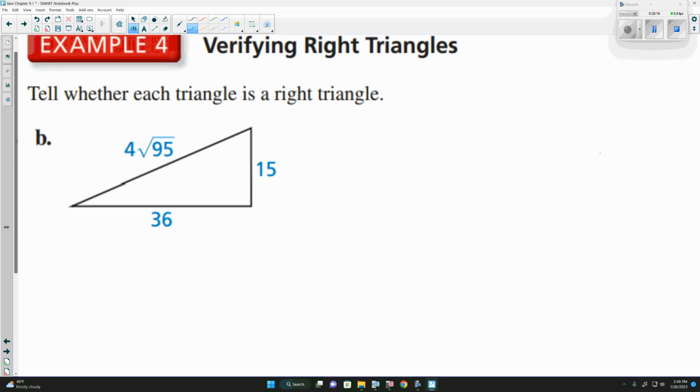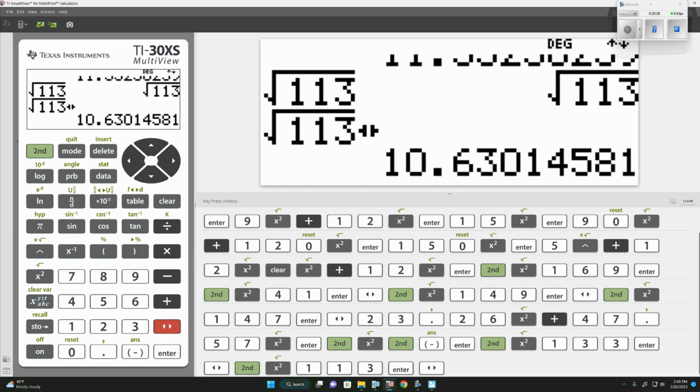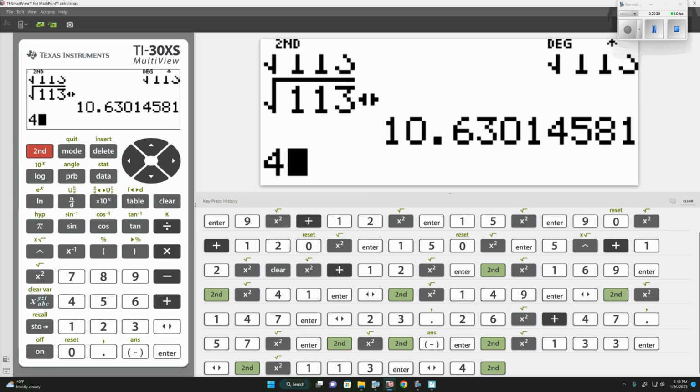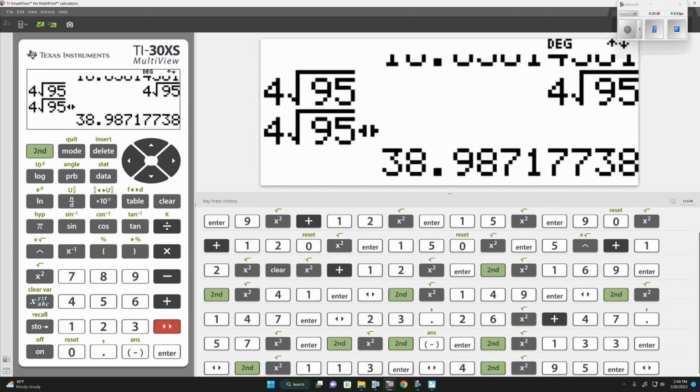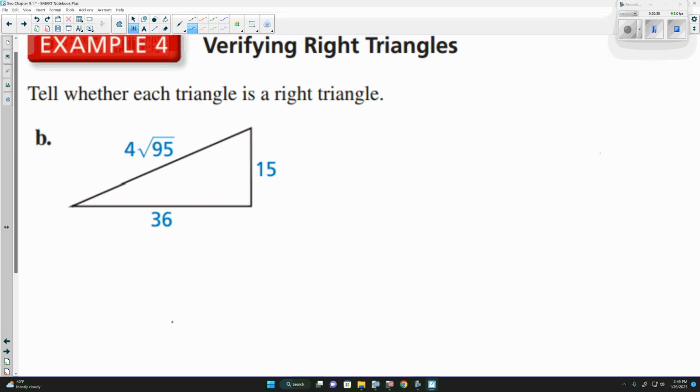So which side's going to be the hypotenuse? Probably the 4 square root of 95. And it is. 4 square root of 95 is 38.98, so that is the biggest side. So we're saying 36 squared plus 15 squared is equal to 4 square root of 95 squared.